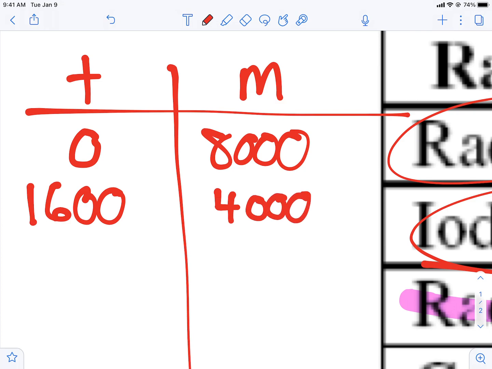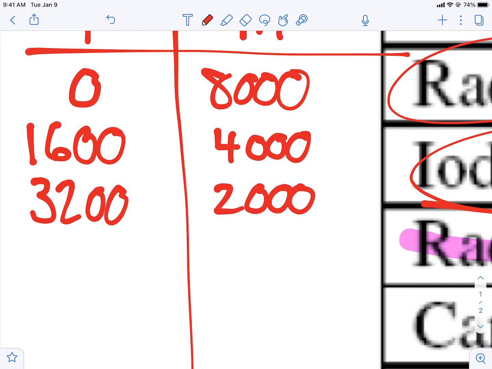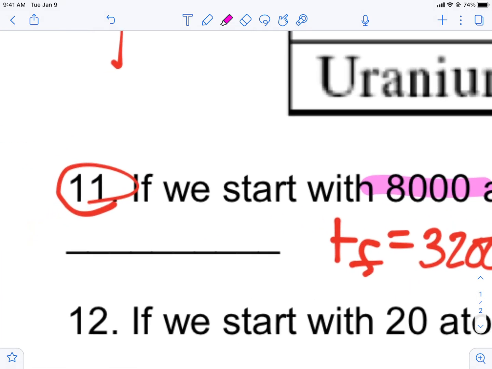Now, we need to do another half-life. So 1,600 years pass again, and that will give us 3,200 years. And the next and final task is to take 4,000 and divide that by 2. So that gives us 2,000 atoms remaining after 3,200 years have passed. So the answer to our question, how many atoms will remain after 3,200 years, is 2,000.